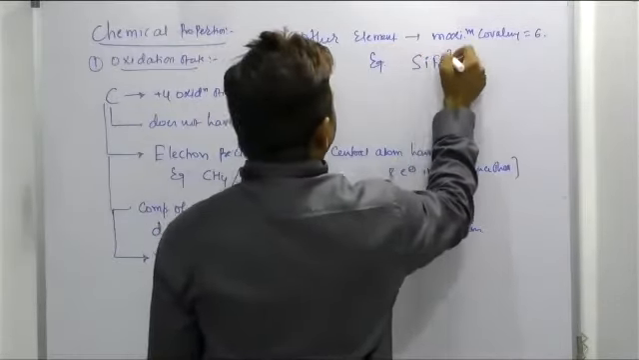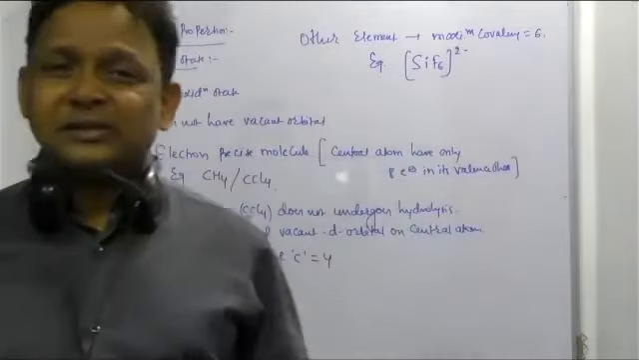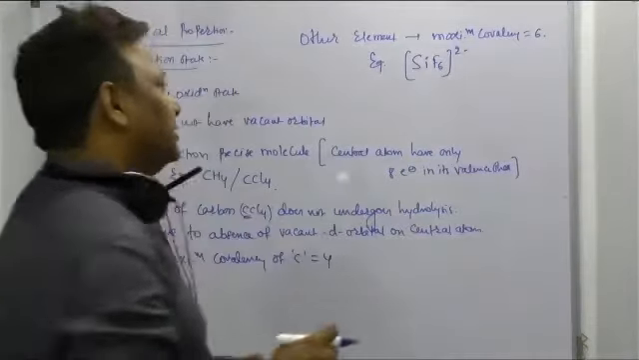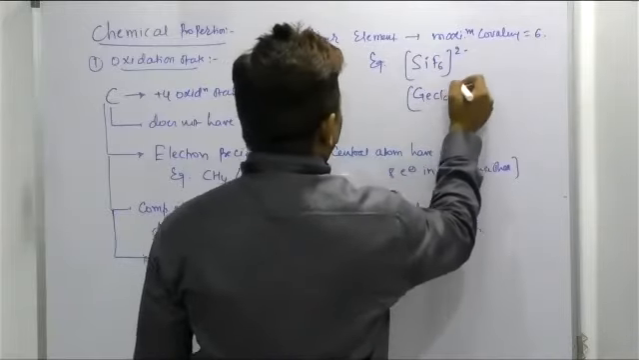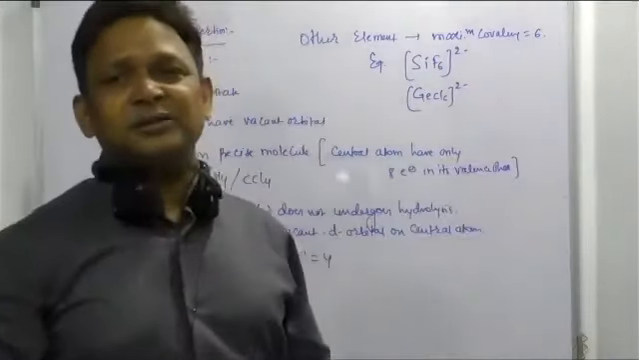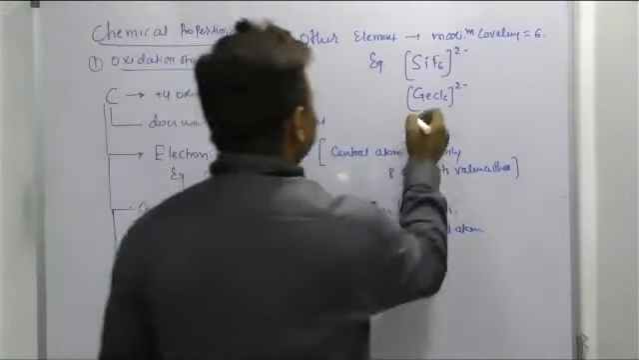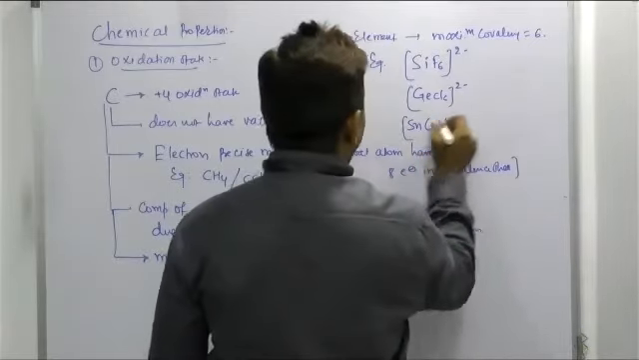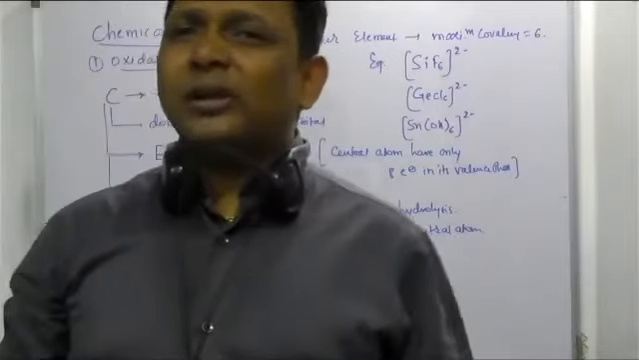It has a tendency to form SiF6 2 negative ion, because silicon is having a vacant d orbital and has a tendency to gain electrons. How about germanium? Yes sir, it also has a tendency to expand its octet. And tin also has Sn(OH)6 2 negative ion. So they all are having a maximum covalency of 6.